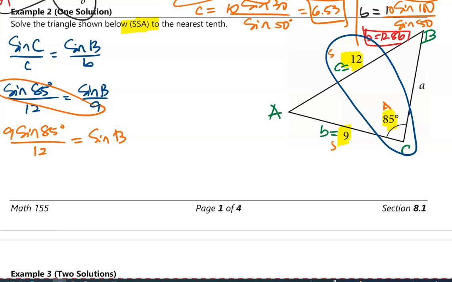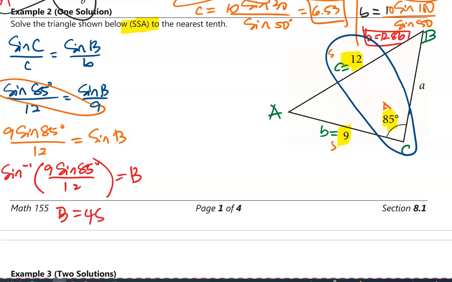To isolate angle B, all we have to do is take the inverse sine of both sides. So it's going to be inverse sine of 9 sine 85 degrees over 12 is equal to B. And if we solve this, B is equal to 48.34 degrees.